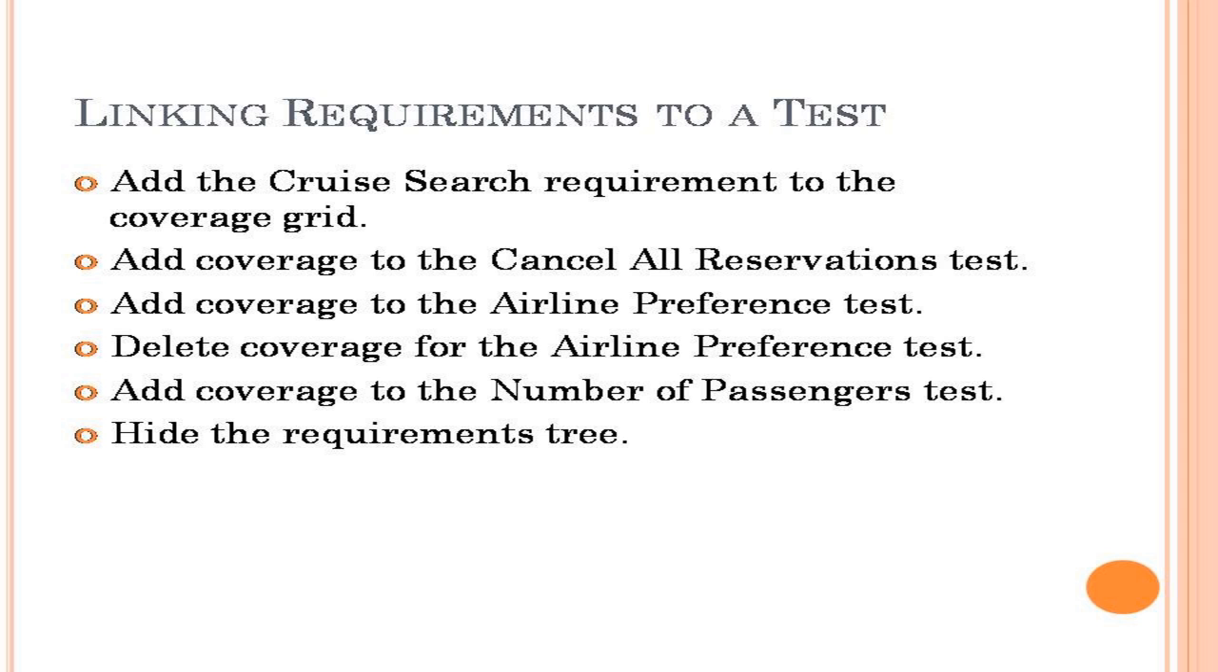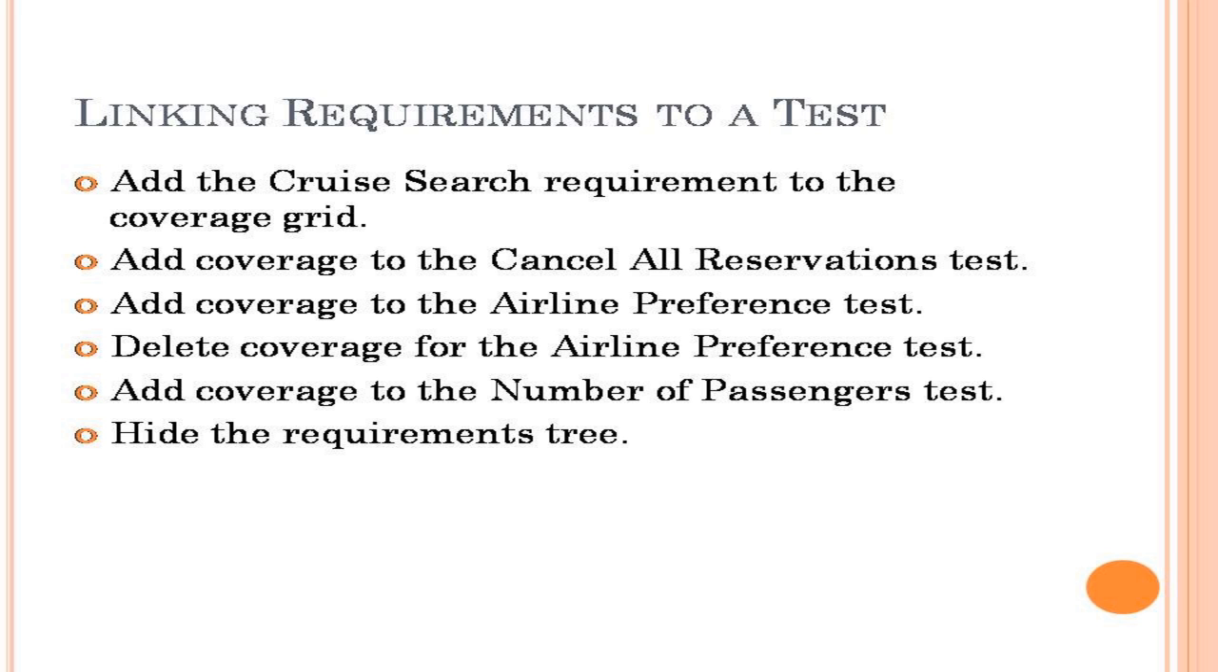5. Add the cruise search requirement to the coverage grid. In the requirements tree in the right pane, under Cruise Reservation, select Cruise Search. Click the Add to Coverage Without Children button. The cruise search requirement is added to the coverage grid. Tip: you can also drag a requirement in the requirements tree to the coverage grid. The requirement is added to the coverage grid without its child requirements. 6. Add coverage to the Cancel All Reservations test.